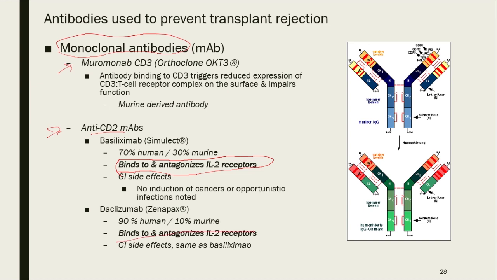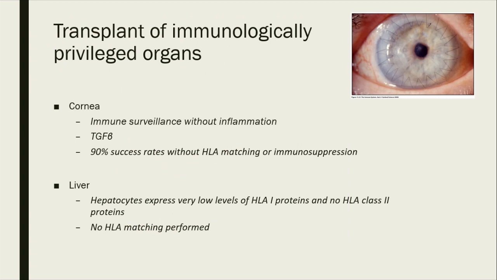So don't worry too much about the human murine part. These are just FYI types of information. Coming to the last slide of this topic, we are going to look at two different types of tissue that are considered to have the so-called immunological privilege. The first one is the cornea.